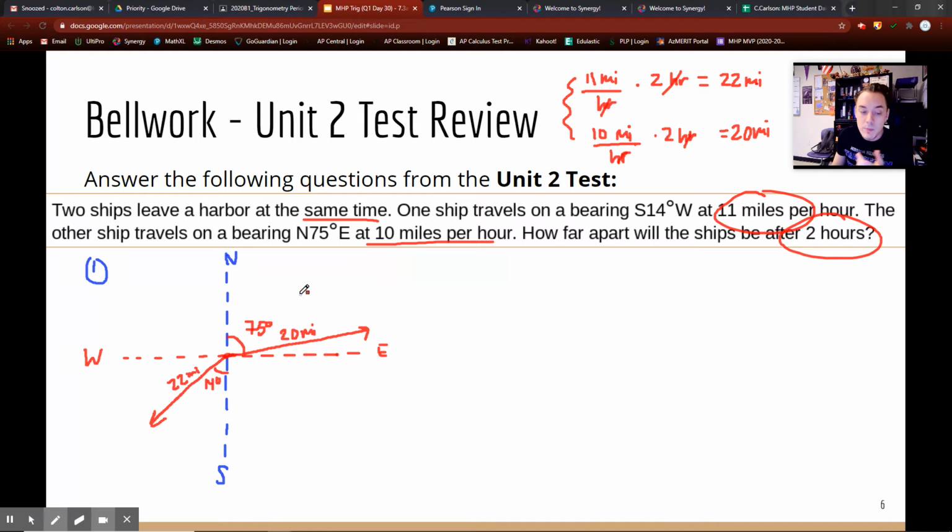So now, what are we being asked to find? We're being asked to find what's in purple: how far apart will the two ships be after 2 hours? So I want to know what purple is. I'm just going to label it. It doesn't really matter how you label it. I'm going to label this C, this A, and this B. It does not matter because the formulas will work no matter what. Really, what I want to find is C. How far apart will they be? So this is B equals, and this will be A equals over here.